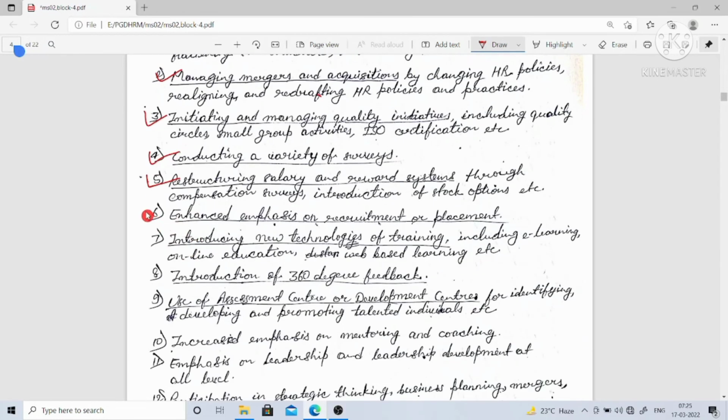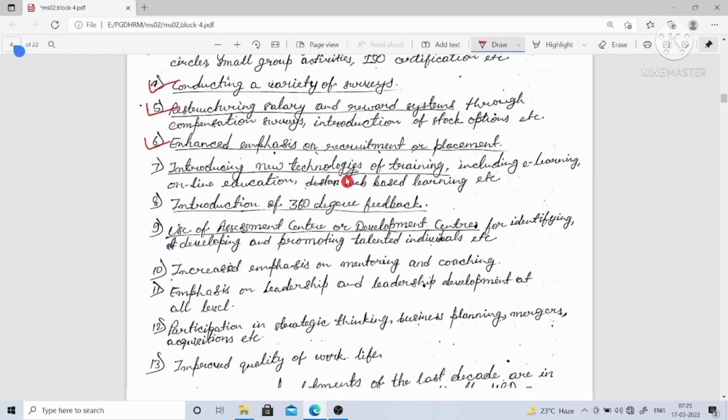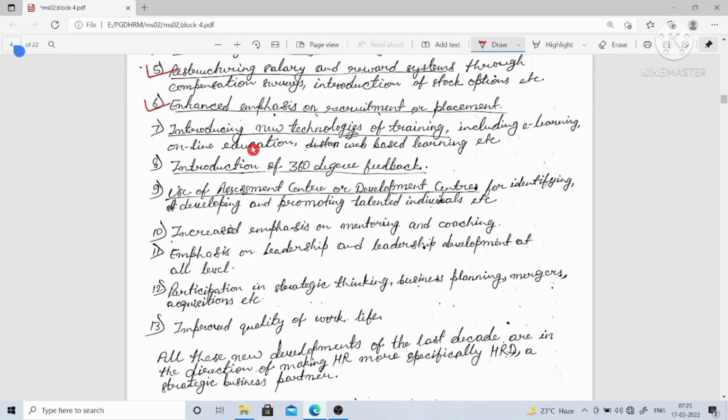And sixth given, enhanced emphasis on recruitment or placement. So more emphasis is given by the human resource department on recruitment or placement. Seventh given, introducing new technologies of training. So new technologies are also used for training, including e-learning, online education, web-based learning. Eighth given, introduction of 360-degree feedback. So 360-degree feedback is also used by the HR department nowadays.